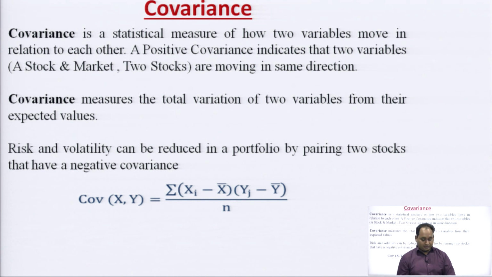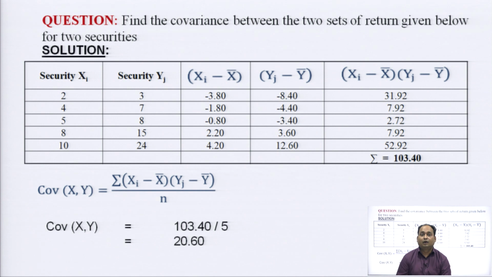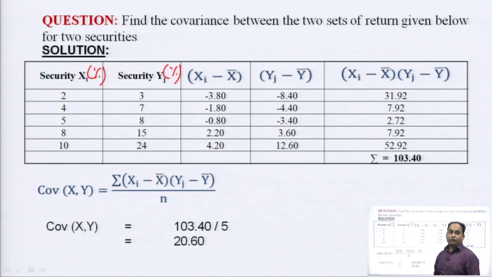So, let us start with the numerical problem related to this. Find the covariance between two sets of returns given below for two securities, security x and security y. The returns from security x are 2, 4, 5, 8, 10, given in percentage form. For security y, also in percentage form, they are 3, 7, 8, 15 and 24. These are the possible percentage returns from security x and security y.